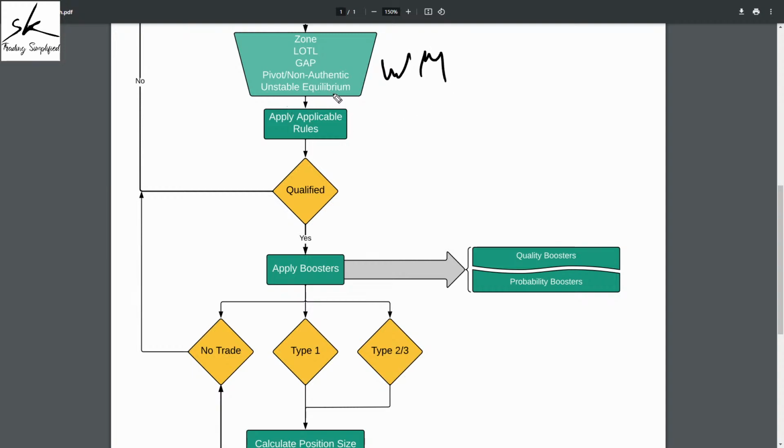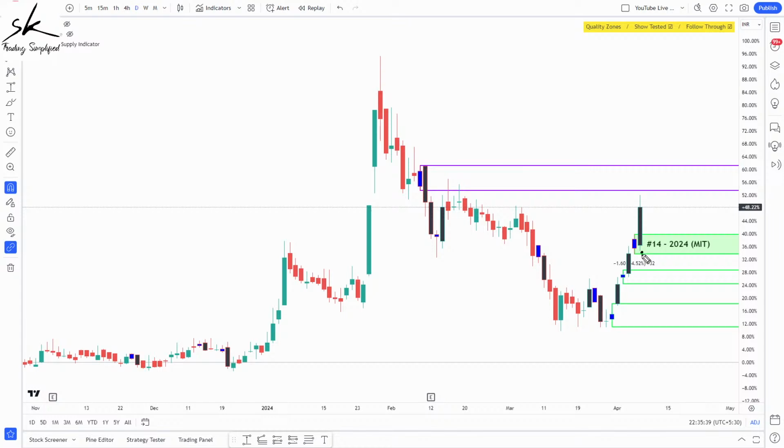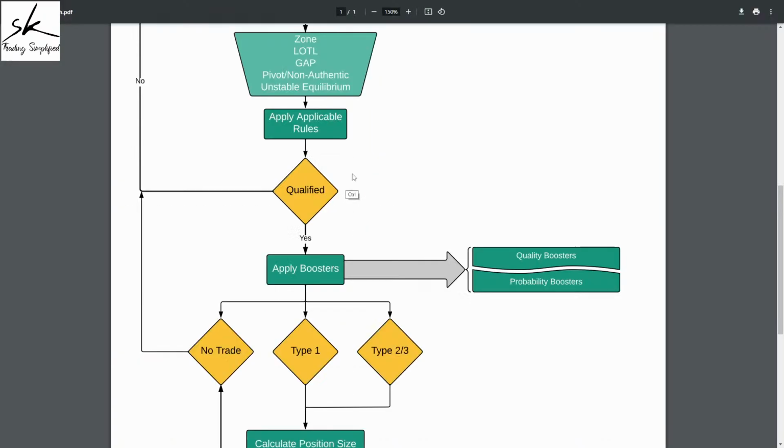And the last one is unstable equilibrium. Unstable equilibrium is also not applicable, because the leg out is not going below the basing, which you can see here. If the leg out was something like this, then we would have called it unstable equilibrium. So if we talk about all these conditions, none of these conditions are getting applied, and if these conditions are not getting applied, they cannot disqualify the zone, right? To disqualify the zone, first they need to be applicable. Then there can be two possibilities, either qualified or disqualified. But if they are not getting applied, they cannot disqualify the zone.